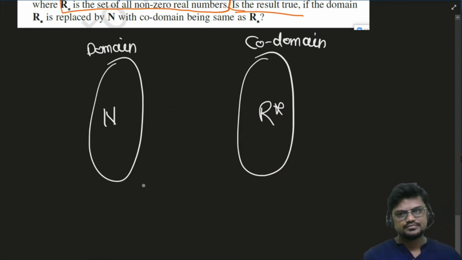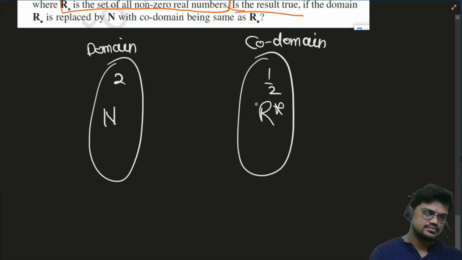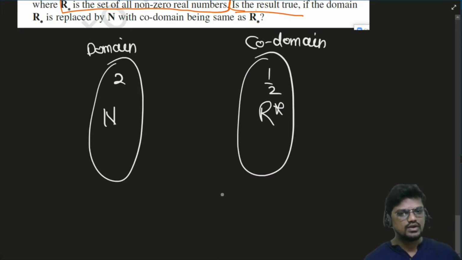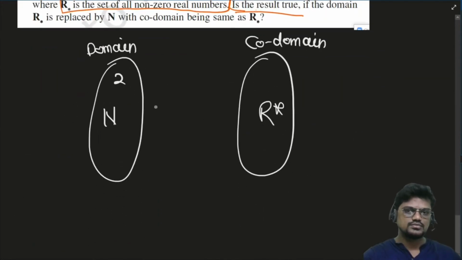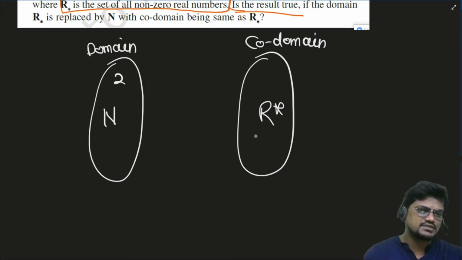See, if I write 1, I'll get 1, it belongs. If I write 2, I'll get 1 upon 2, because 1 upon 2 comes in R star, right? To check for a 1-1 function, I will enter elements over here, and I should get the image. Will I get the image for all the natural numbers? I'll get the image for all the natural numbers, right?